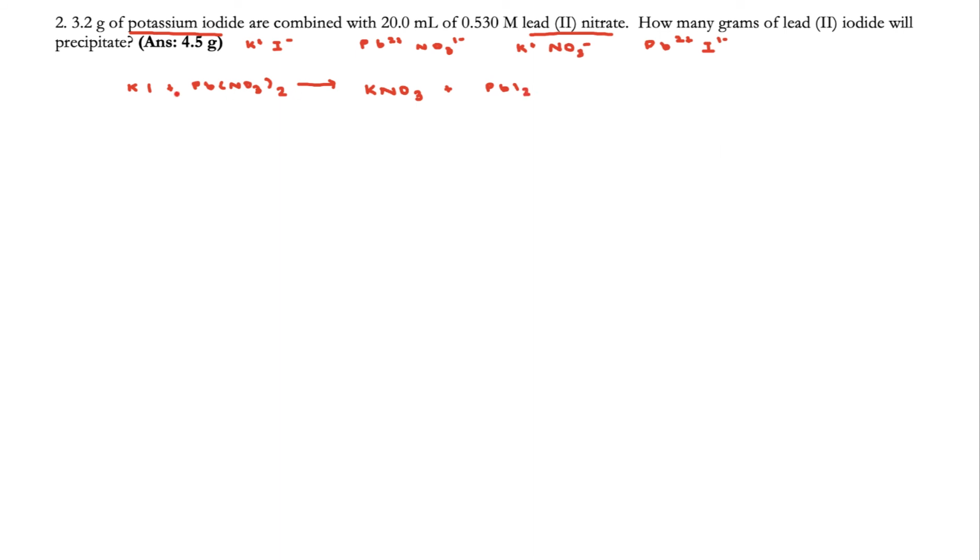To balance, I've got 2 iodides here, so I'm going to put a 2 here. That gives me 2 potassiums here, so I'm going to put a 2 here. I've got 2 nitrates, 1 lead, and I am balanced.